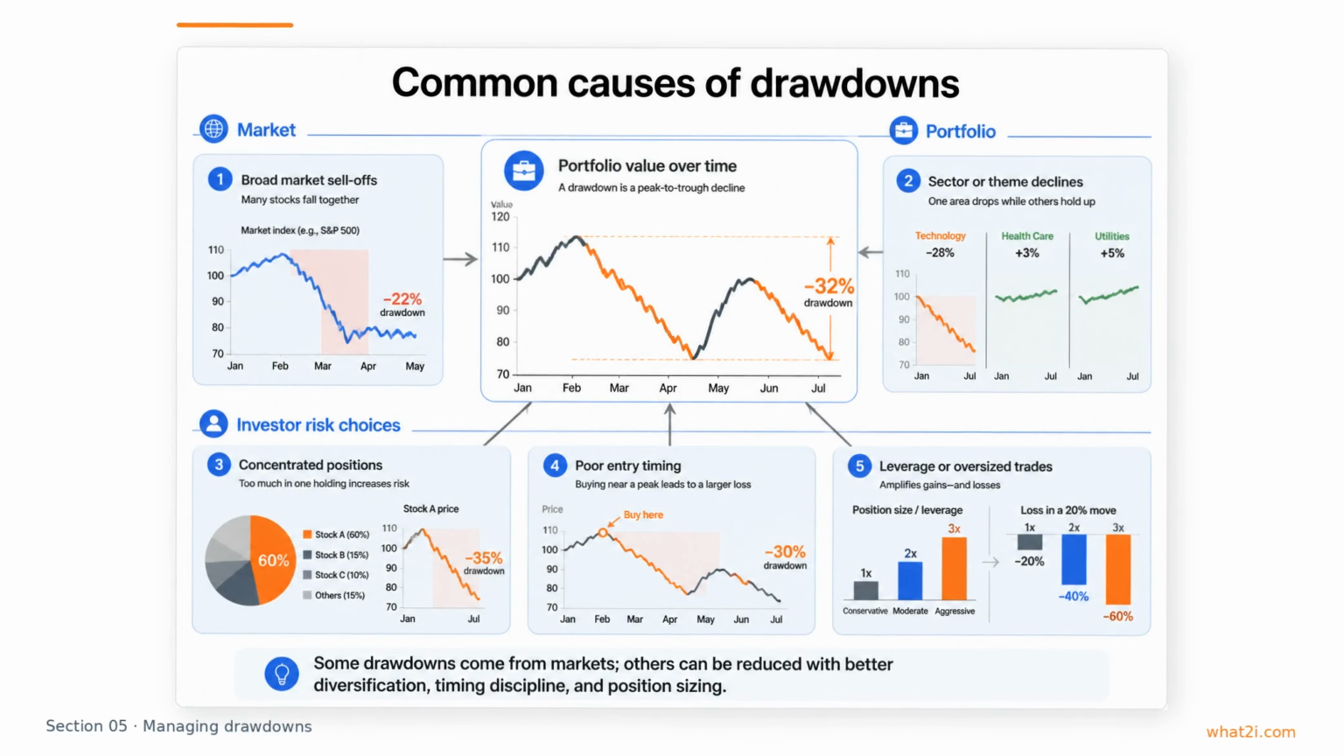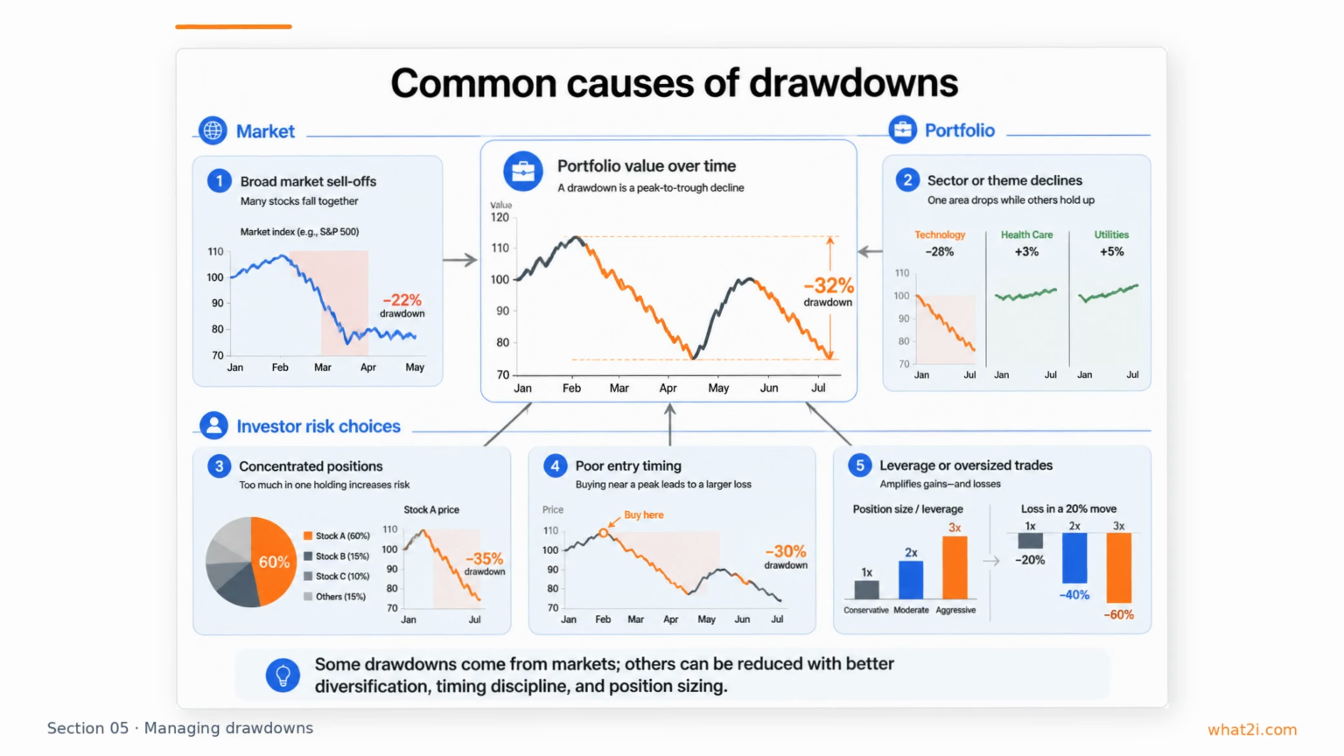Drawdowns can come from several different sources. Sometimes the cause is broad market weakness, where many assets fall together. Sometimes it is more specific, such as a decline in one sector or theme. Portfolio construction matters too, because concentrated positions can turn a normal setback into a major hit. Poor entry timing can worsen the experience by placing capital near a local high before a decline. And leverage or oversized trades can magnify all of these effects, turning an ordinary loss into a damaging drawdown.